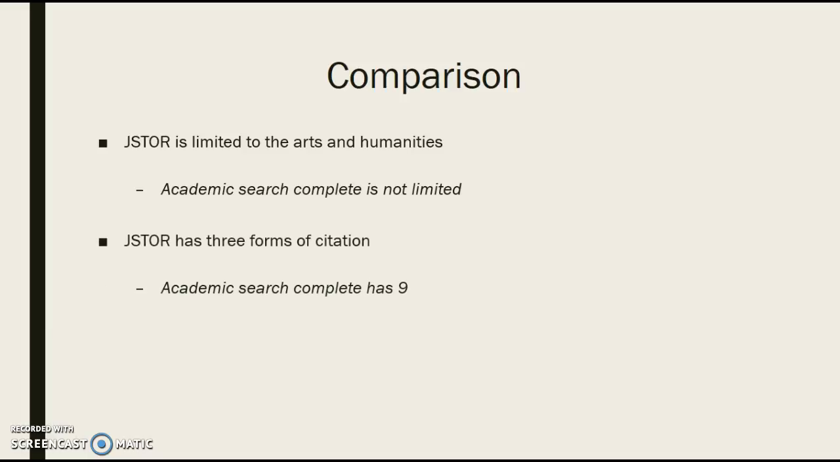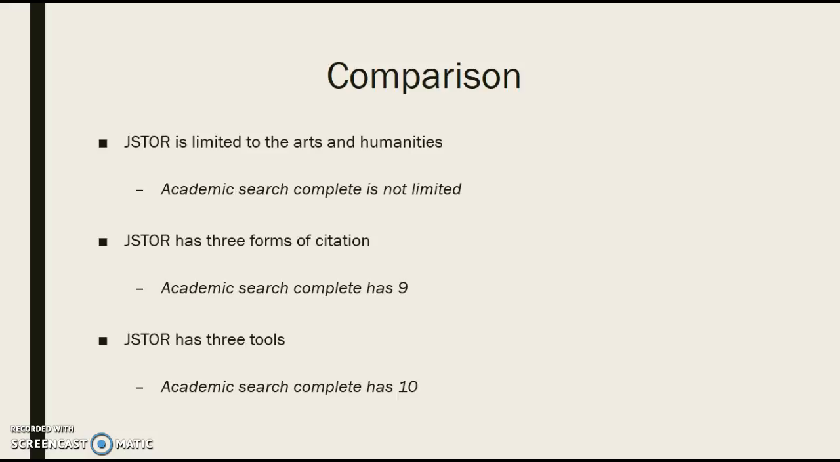JSTOR has 3 forms of citation provided, and Academic Search Complete has 9. I believe I mentioned 10 earlier, and that is incorrect. So I apologize for my error there. Human error.